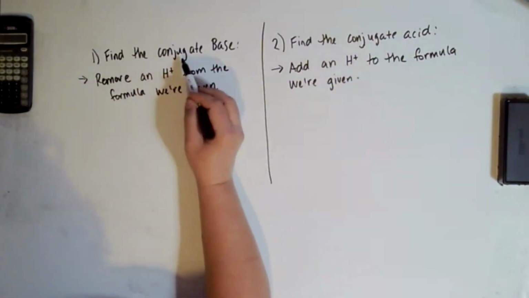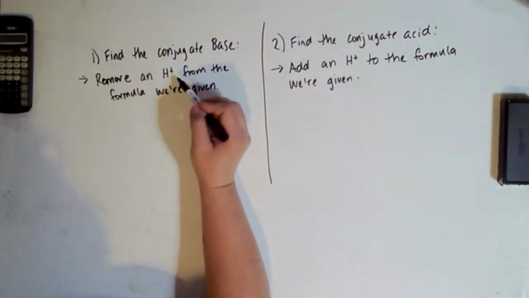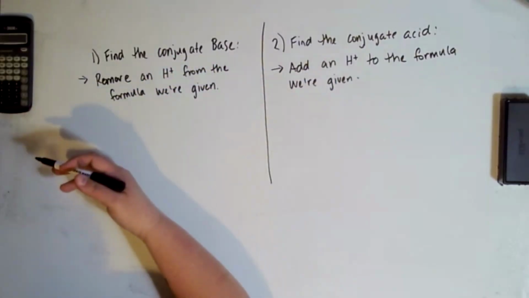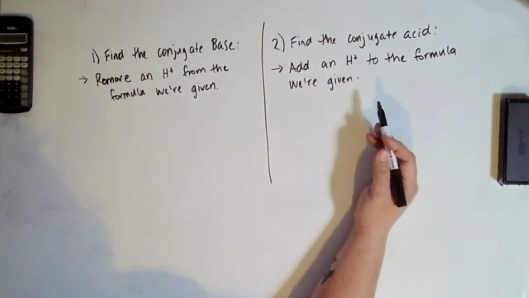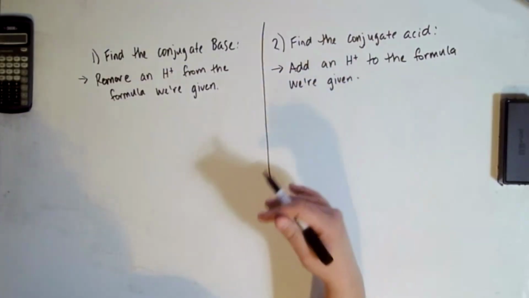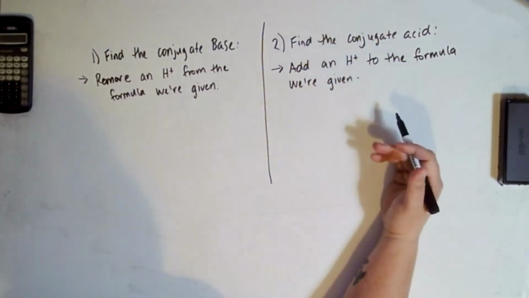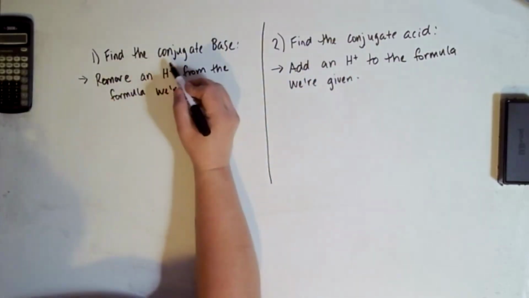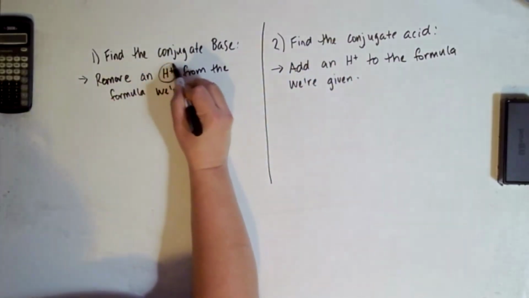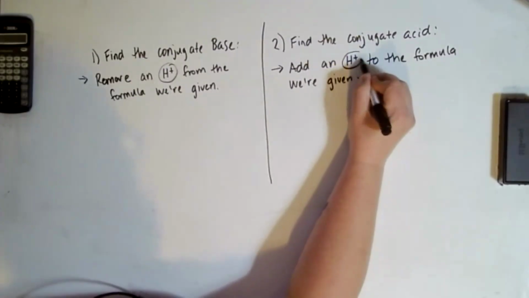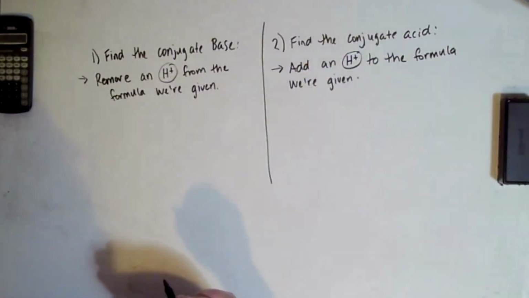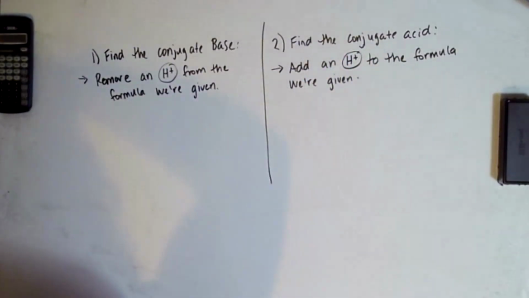Okay. So finding the conjugate base of something means I'm removing an H plus from my original formula. Finding the conjugate acid of something means that I'm going to be adding a proton to the formula. And remember, by the word proton, I mean one single H plus. Okay, each H plus is one proton.